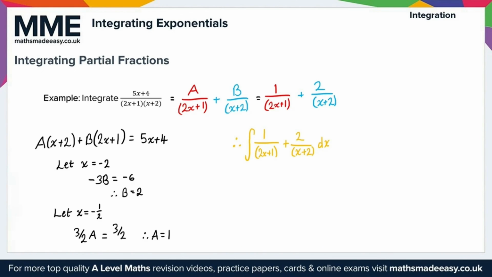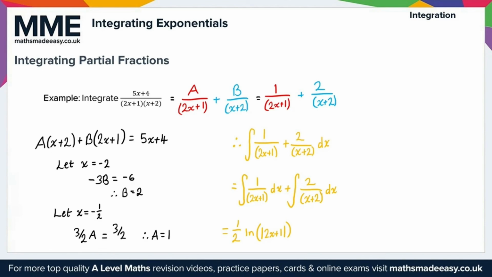Now here, we can split this into two integrals. So it's going to be the integral of 1 over (2x + 1) with respect to x, plus the integral of 2 over (x + 2) with respect to x. And now all we need to do is obtain the correct form for integrating both of these expressions. In the case of 1 over (2x + 1), that would simply be a half of the natural logarithm of the modulus of our denominator, so the modulus of 2x + 1. So that's this first term evaluated. We would also have a constant of integration here, but I will add that on at the very end once I've integrated the second expression.